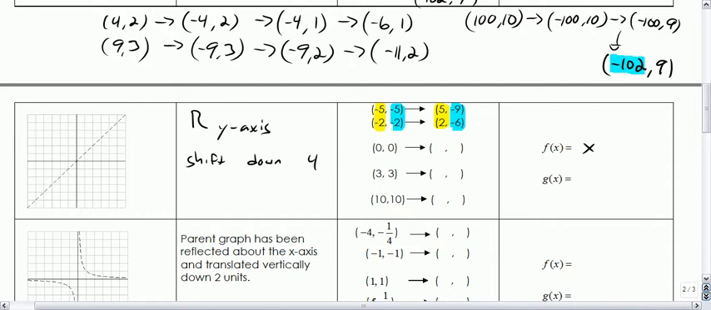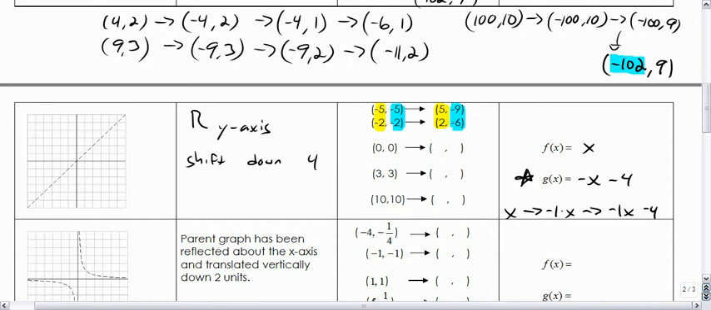So we'll go back to the rule real quick to g of x right here. If you're going to reflect across the y-axis, you're going to multiply your function by negative 1. So if you start with x, the next step is going to be negative 1 times x. And the next step says down 4. So you'll have negative 1 x minus 4, or just negative x minus 4.